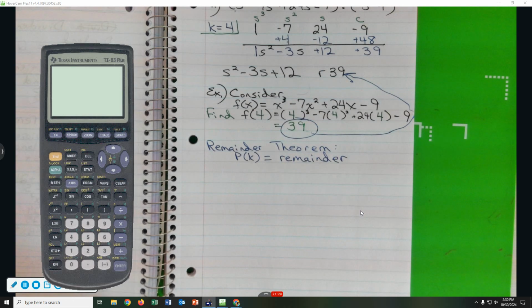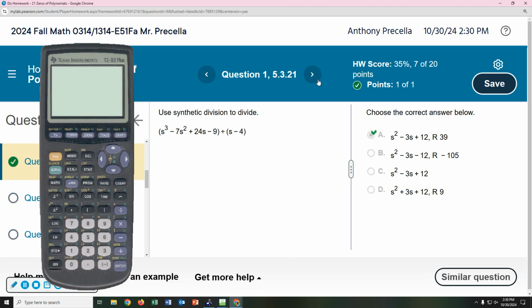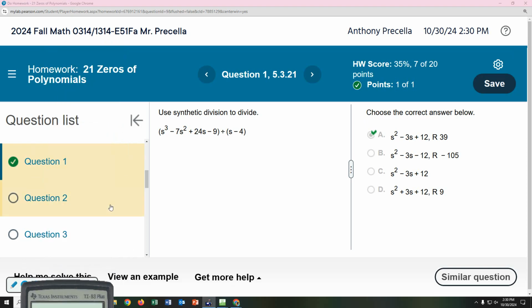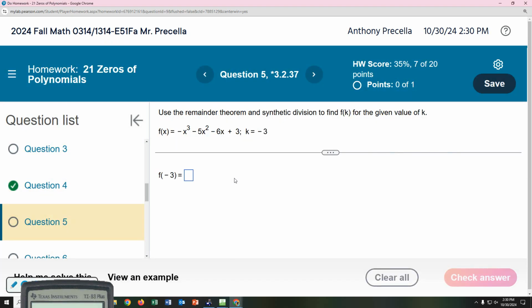Let's do a remainder theorem problem here in the homework. So I think it's number 5. Let me get rid of this calculator. Number 5. Use the remainder theorem in synthetic division to find f of k for the given value of k. Now, when you're at home doing your homework, if you're like, I'm not going to draw out that little synthetic division algorithm, and you just type it into your calculator the way I did that other one, am I going to know it?